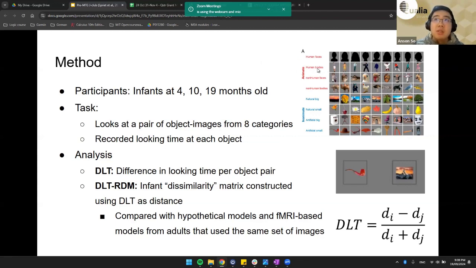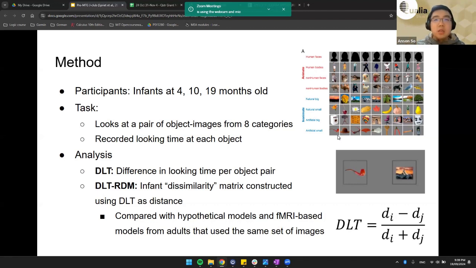They are broadly categorized into animate versus inanimate objects. And then within them, you've got human versus non-humans, and natural objects versus artificial objects. What the researchers have done is to show the infants 2 of the 36 images, and then record the looking time at each of the objects using eye tracking.